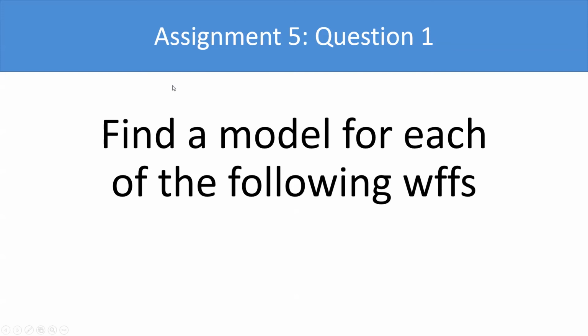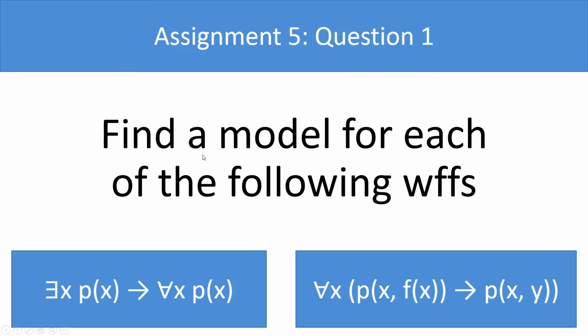Okay, so the question is, we need to find a model for each of the following well-formed formulas, and those are these here. So, exists x, p of x implies for all x, p of x. And then we've got another one: for all x, and then all bound within that is p of x, f of x implies p of x comma y.